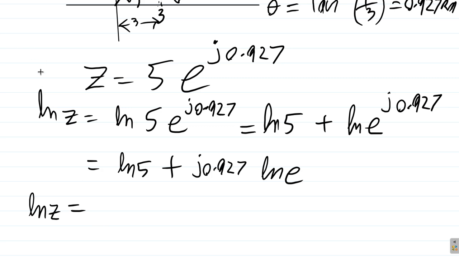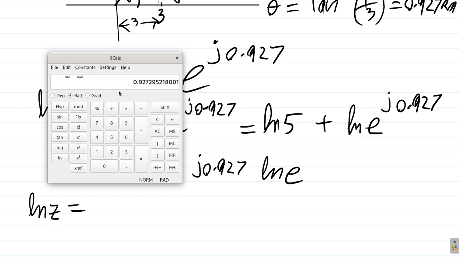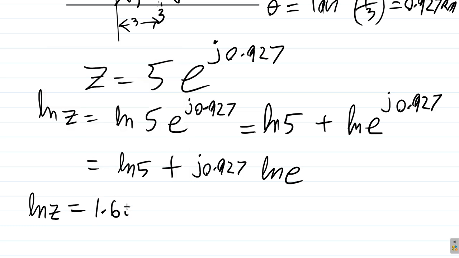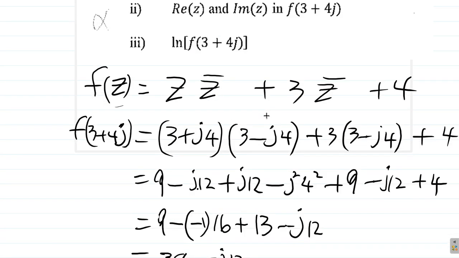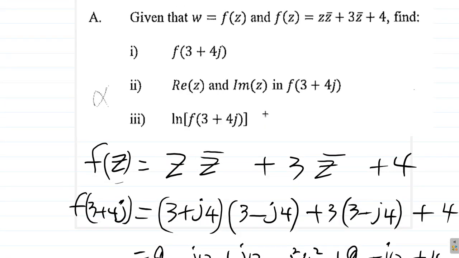We could work on ln 5 and see what it is. Clear, 5, ln: 1.609. So this is 1.609 plus j 0.927. Alright? So that is the natural logarithm of this complex number. Alright, I will see you in the next video then.